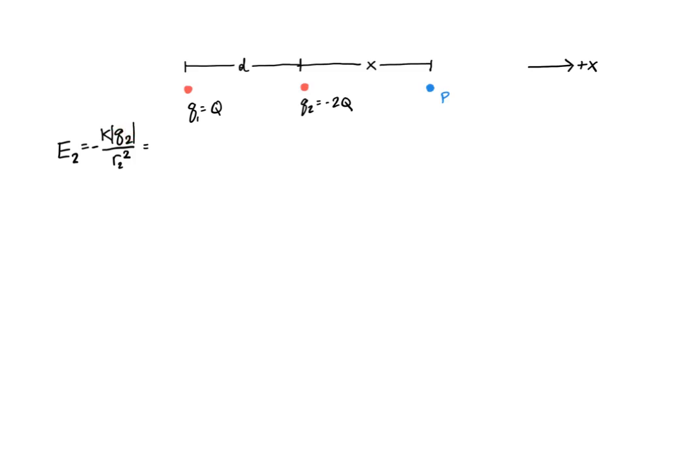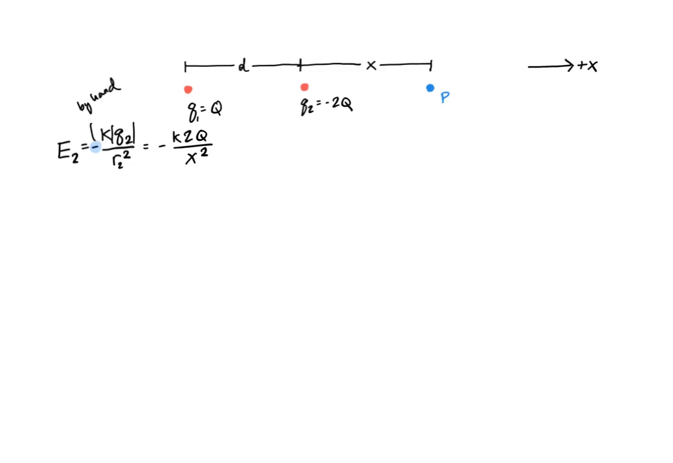So I'm taking the magnitude here and I'm putting this in by hand. I know that the field points to the left from charge 2 because it's a negative charge and field lines point towards negative charges. So at point P, the field from charge 2 points to the left, which means a negative number. And when I plug in these numbers, I get minus K times 2Q divided by x squared. That is the magnitude and the direction of the field from charge 2.